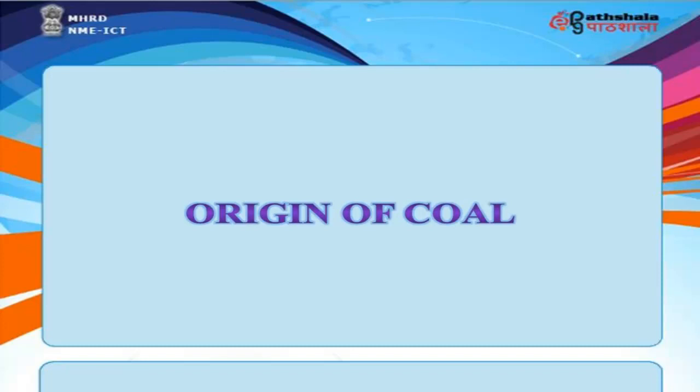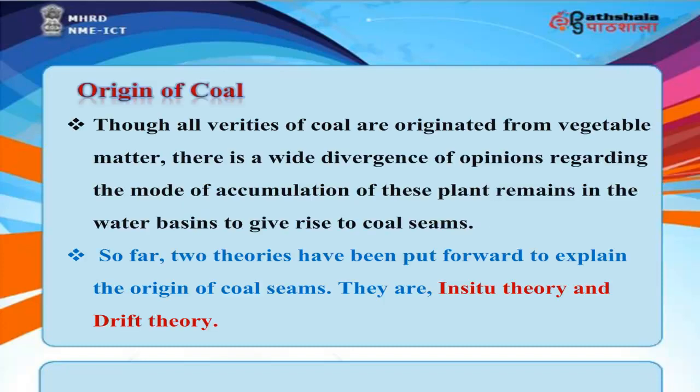Origin of coal. Though all varieties of coal originated from vegetable matter, there is a wide divergence of opinions regarding the mode of accumulation of these plant remains in the water basins to give rise to coal seams. So far, two theories have been put forward to explain the origin of coal seams. They are the in situ theory and the drift theory.